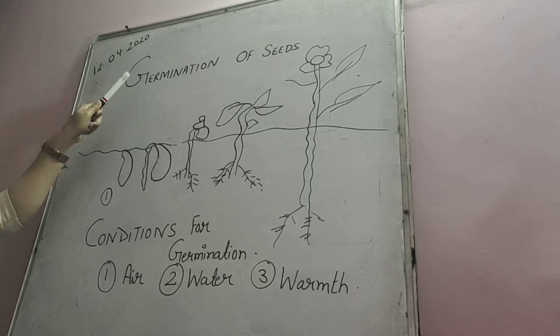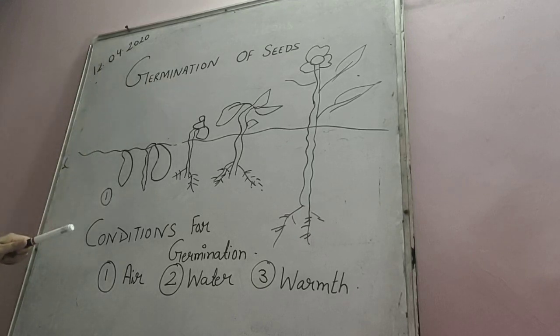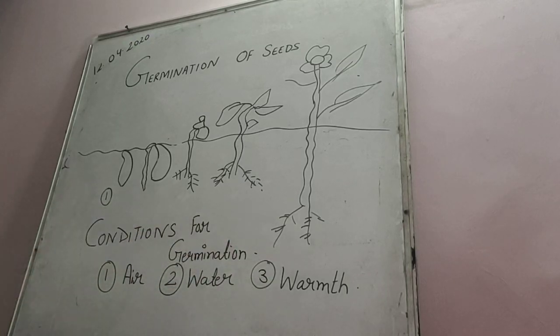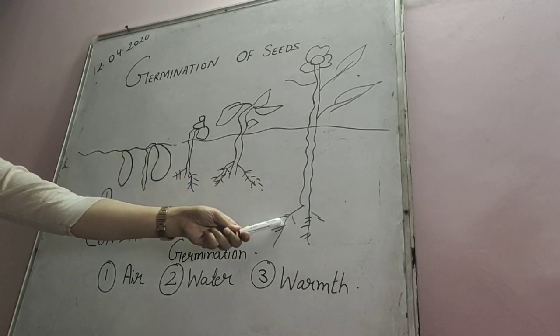Now children, during the process of germination, there are certain conditions which are to be provided to the developing embryo. These conditions are air, water and warmth. As we need energy to grow and to reproduce, in a similar manner, that seed needs a few conditions so that it can divide, it can multiply, and it gets converted into a plantlet.